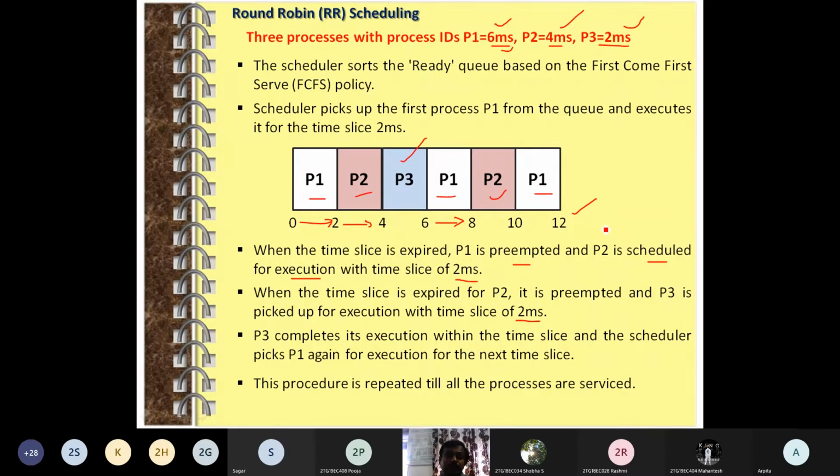In between, if any new process comes, what is going to happen? They are kept in the queue in first come, first served fashion. They go on arriving, and each process runs only for the selected time slot. In this example, it is only 2 milliseconds for each process.